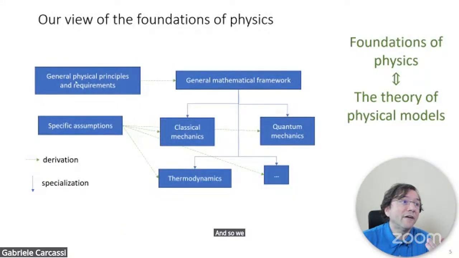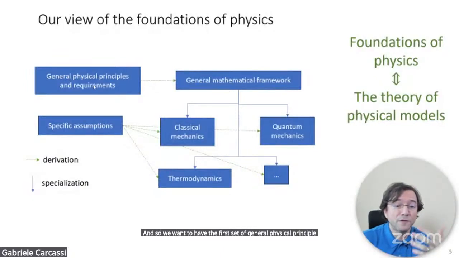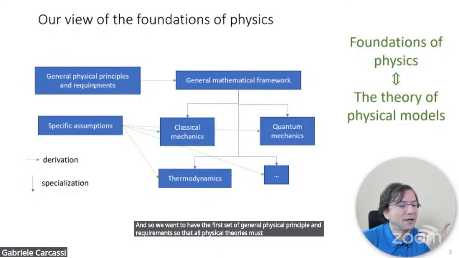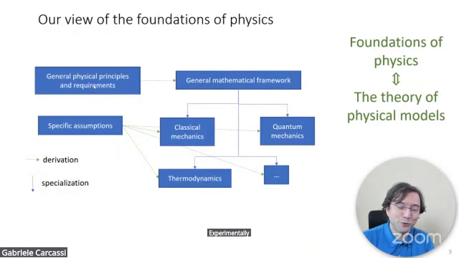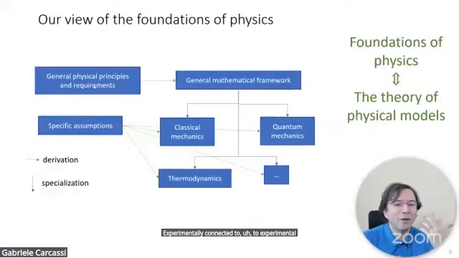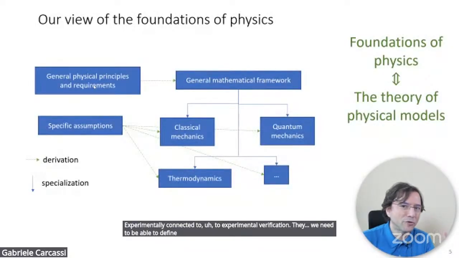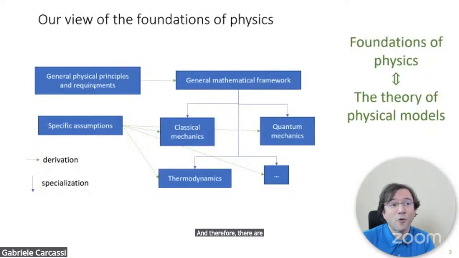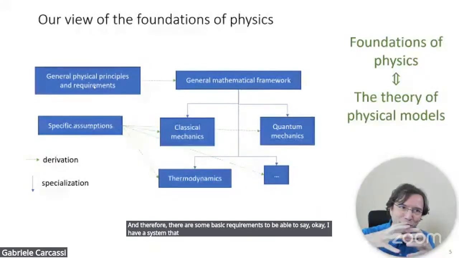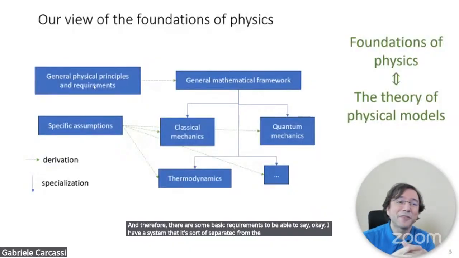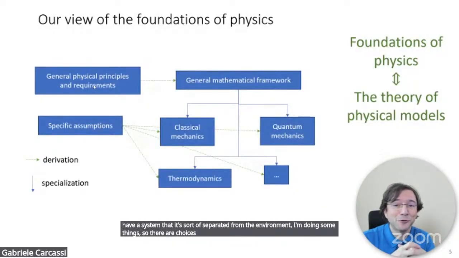And so we want to have first a set of general physical principles and requirements that all physical theories must satisfy, because they all need to be experimentally connected to experimental verification. We need to be able to define systems, we need to be able to define states, we need to be able to define processes. And therefore, there are some basic requirements to be able to say, okay, I have a system that is sort of separated from the environment. I'm doing some things. So there are choices that you have to make, and we need to be able to understand what those choices are.